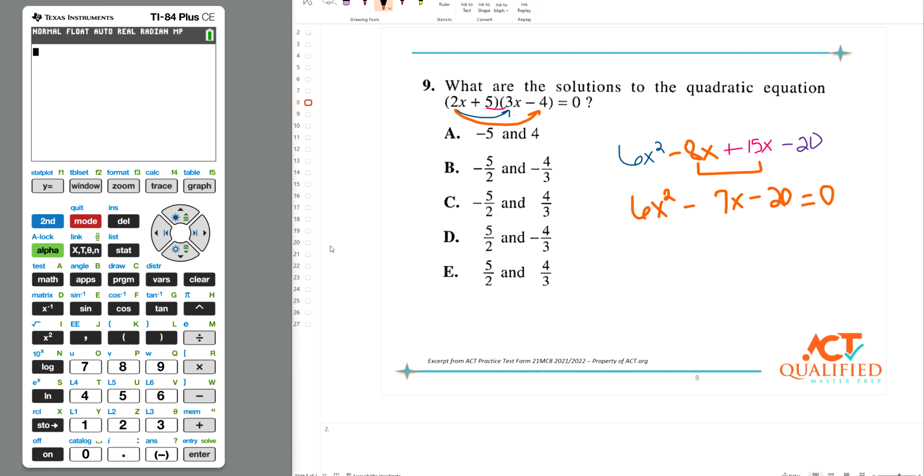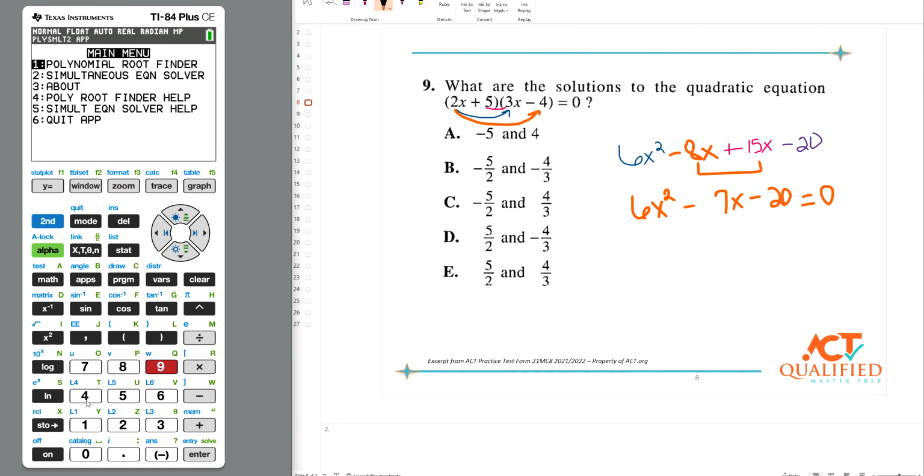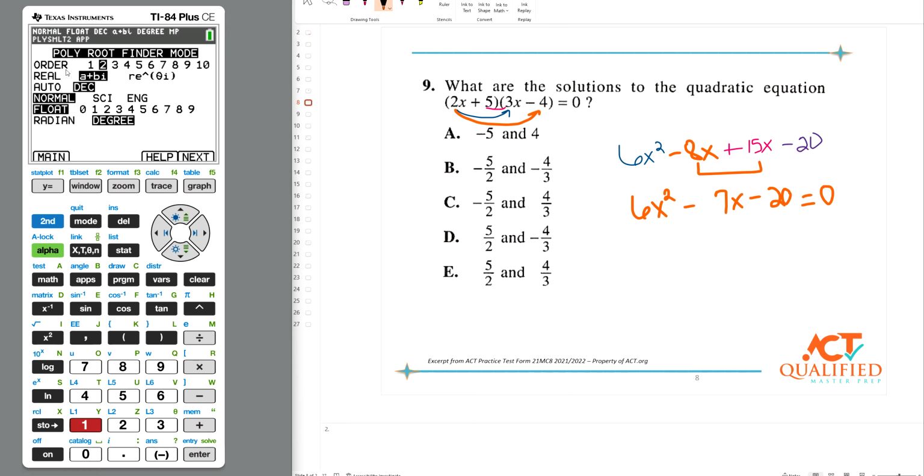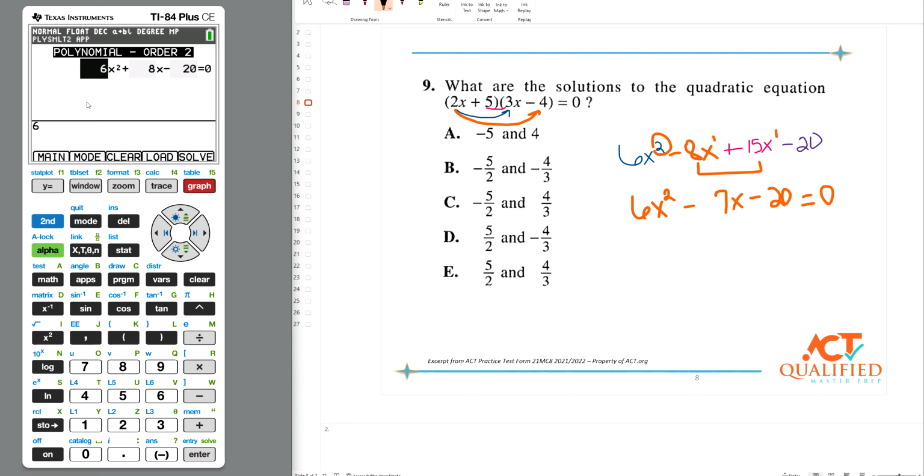All right. So now that we have our polynomial, we are now going to use the polynomial root finder to solve this problem. So select apps, option number 9, number 1. Your first option here says order, and what this represents is your highest exponent value. And as you can see, our highest exponent value is 2. There's an imaginary 1 here and 1 here as well. So we are going to keep 2 and then select next, which is graph. We are now presented with our polynomial root finder template.